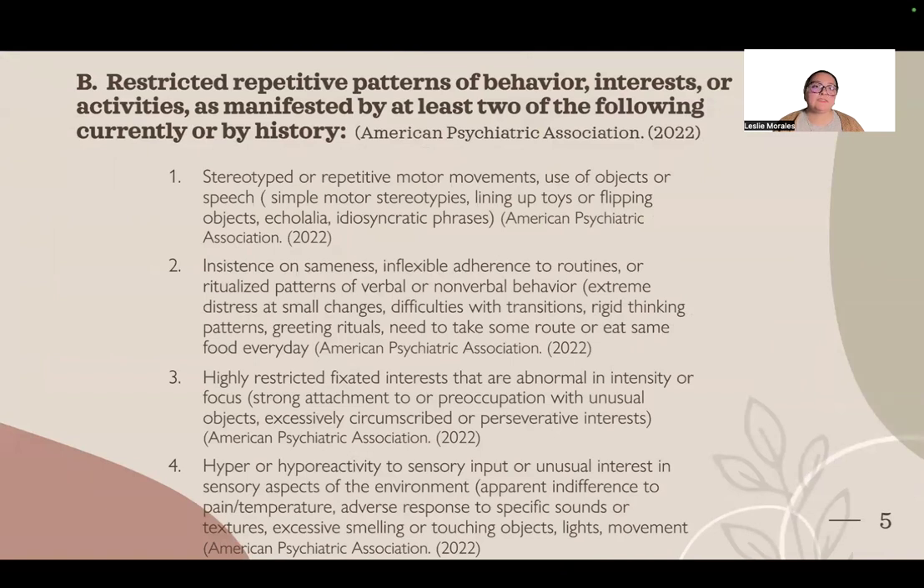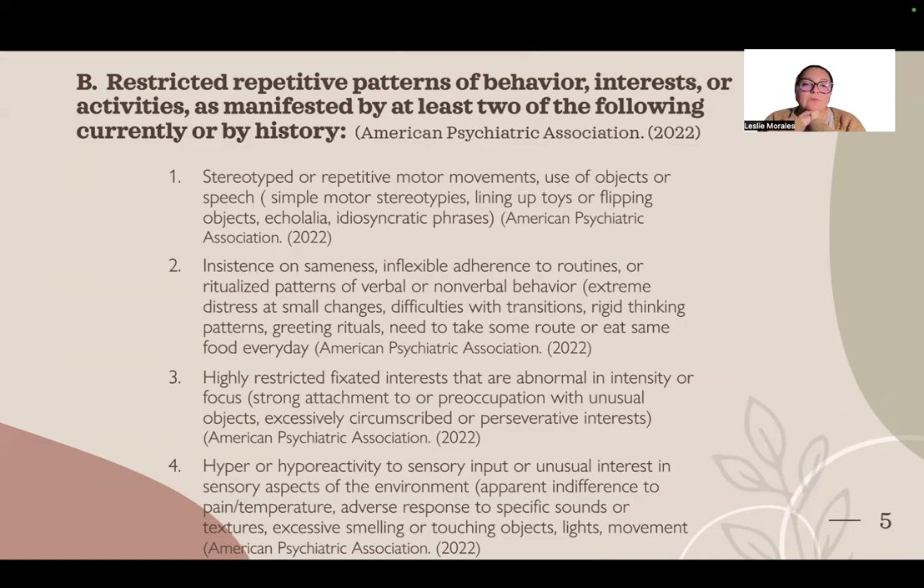Next, I'll be discussing restricted, repetitive patterns of behaviors, interests, or activities as manifested by at least two of the following, currently or by history. There are four aspects to this, but for someone to qualify to have ASD, they will need to have two out of the four. So, some examples of this include repetitive movements, intense interest, or needing things to be the same.